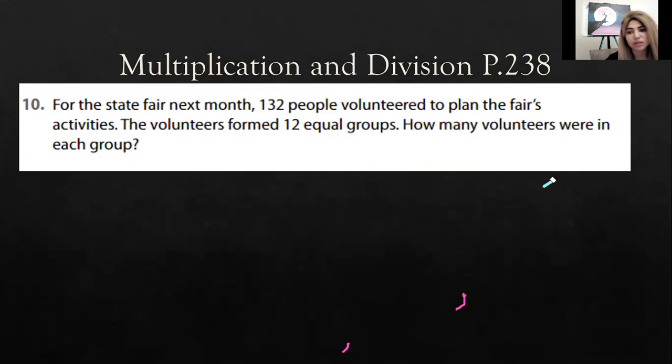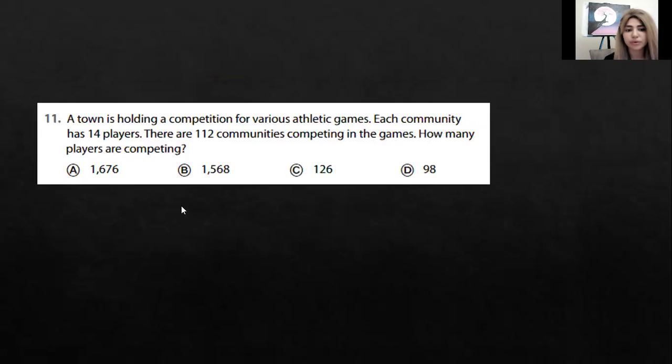Okay, so here number 11, for the state fair next month, 132 people volunteered to plan the fair's activities. The volunteers formed 12 equal groups. How many volunteers were in each group? So the answer is, I extract. The word problem in math is about extracting numbers. So when I extract two numbers, I have 132 and 12.